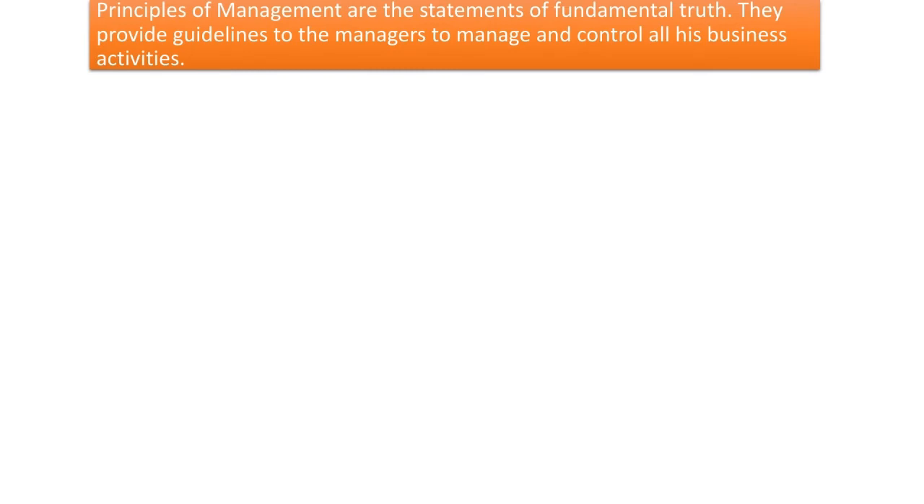Principles of management are the statement, a sentence, of fundamental truth. Fundamental truth means jo sach hai, wo sach baat hai. Ab kaise saabit kar sakte hain ki wo sach baat hai? See, these principles of management are formed only after experimenting a number of times. Kai baar iske upar experiment kiya gaya hai.